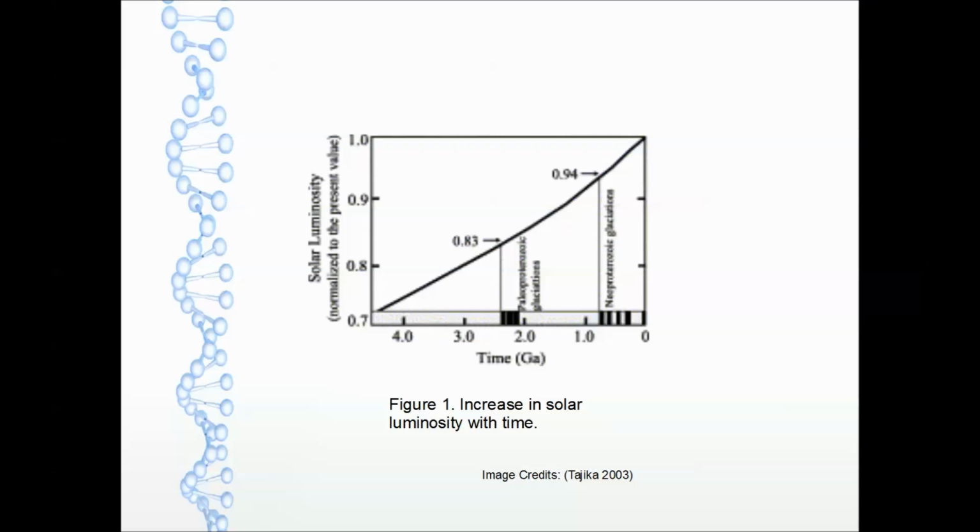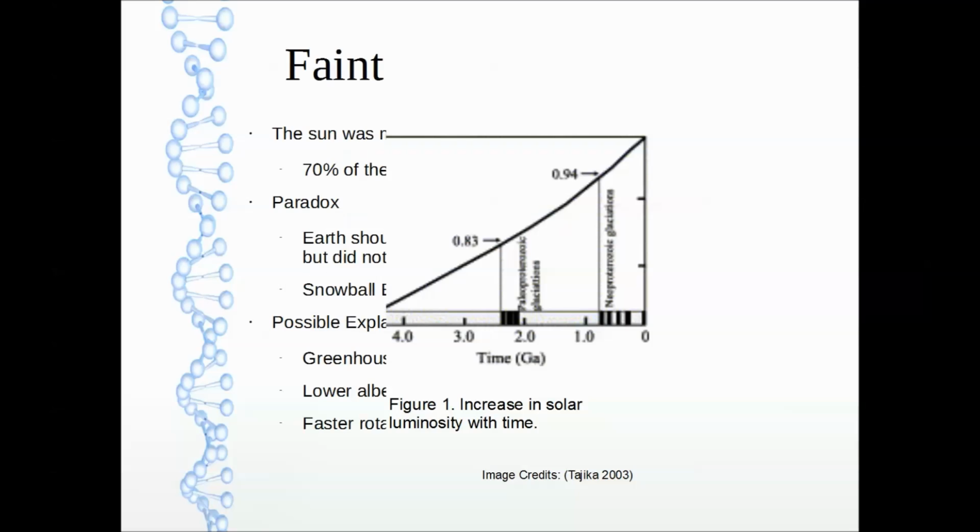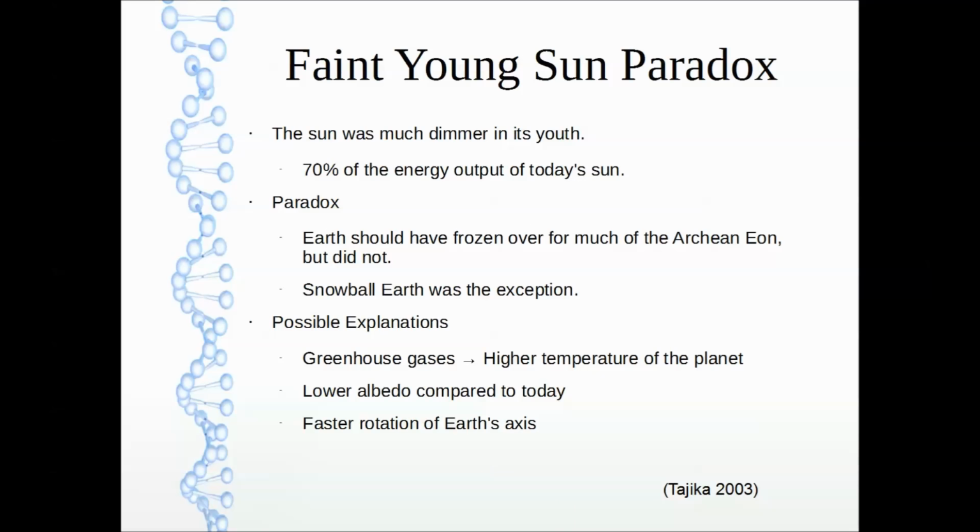In this slide, we have a graph of solar luminosity with respect to time, which clearly shows the increase in solar energy output with time. There are a number of possible explanations for the paradox. One of them points to the enhanced concentrations of reduced greenhouse gases.